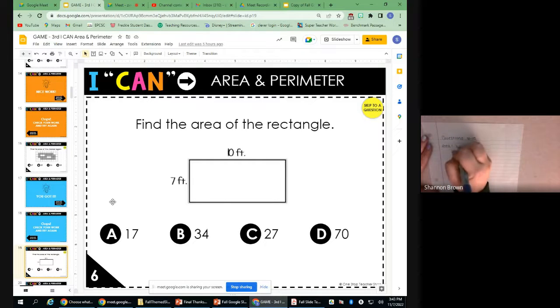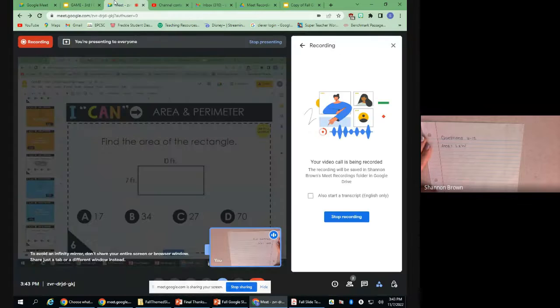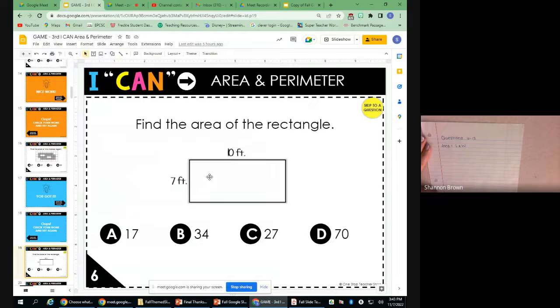equals length times width. And remember, the length is your longest side, no matter the direction that the rectangle is on your paper. The longest side is always going to be your length. Longest and length both start with the letter L, okay? So make sure you remember that.